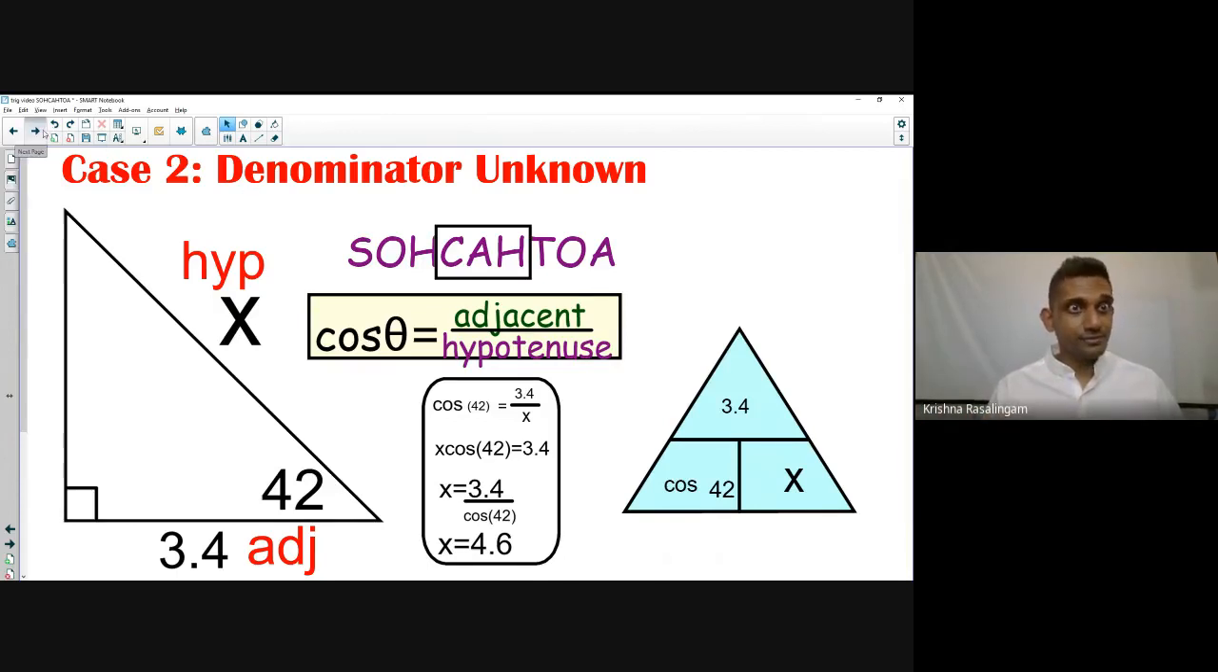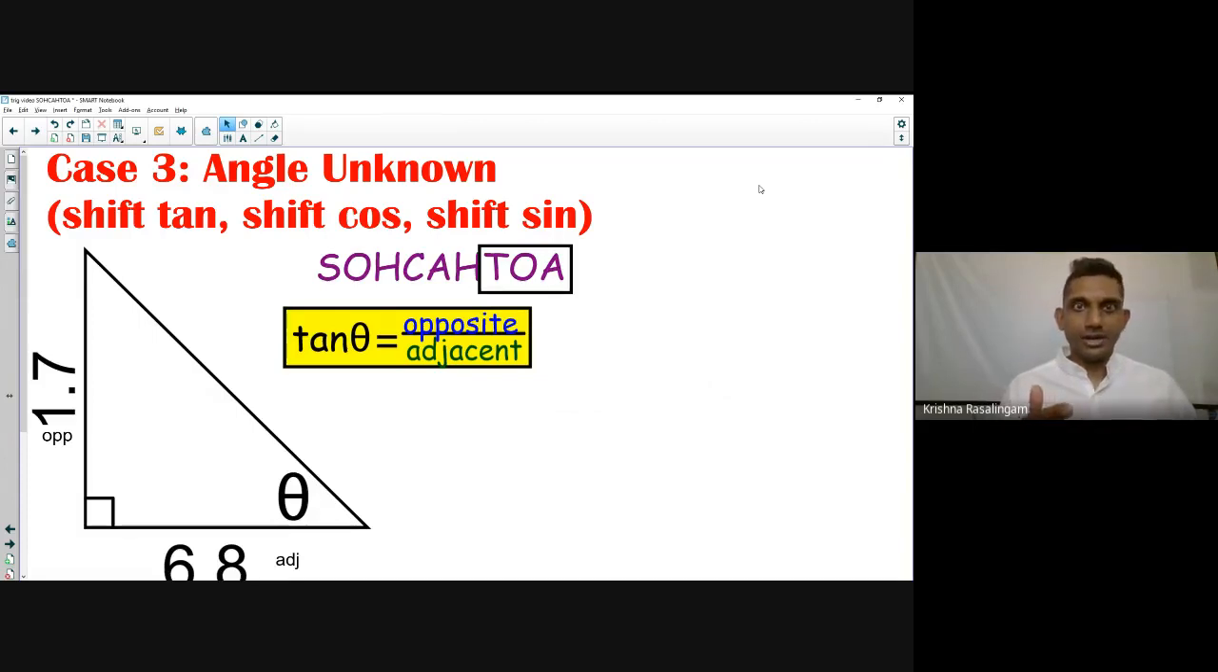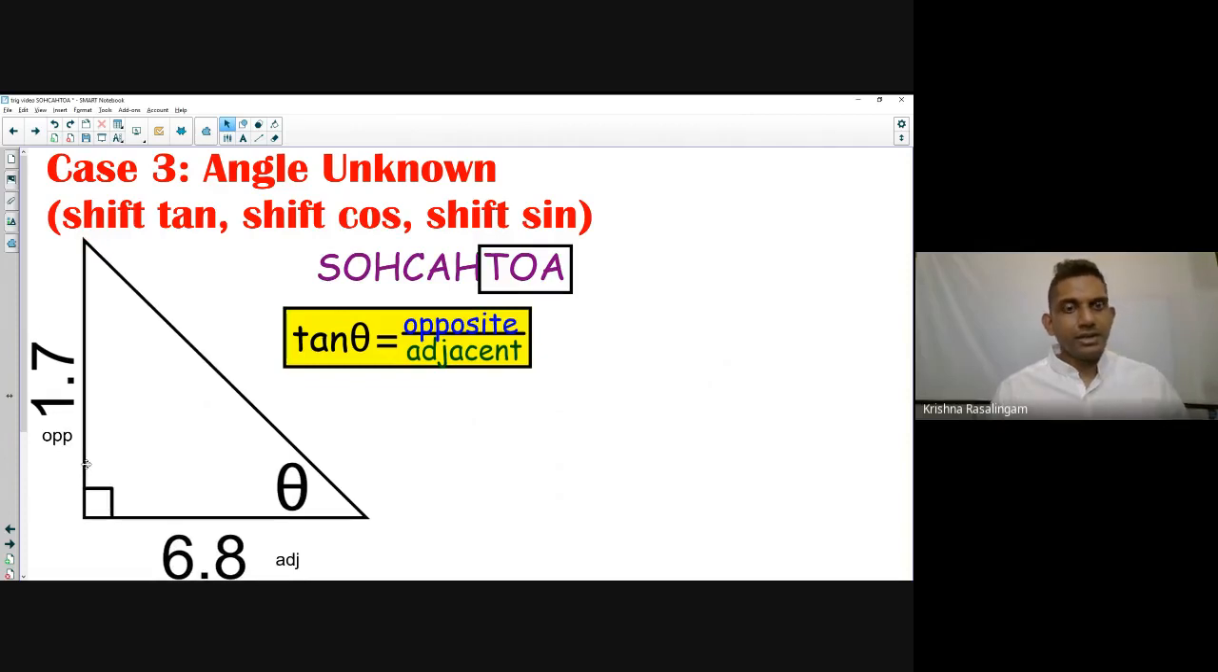Case three. We've had case one and two where we've been trying to find a length. Now case three covers when we have the lengths, but we want to find the angle. So here we have this triangle, and the opposite is 1.7, the adjacent is 6.8. Right, SOHCAHTOA? It is definitely TOA, and TOA is tan is opposite over adjacent. The next step is simple, so we write it in, and that's what we have.